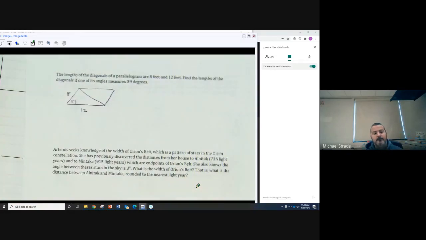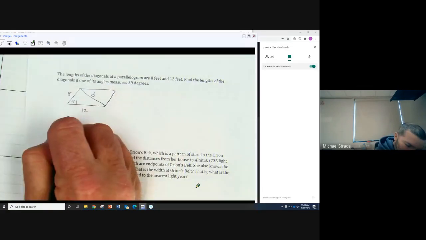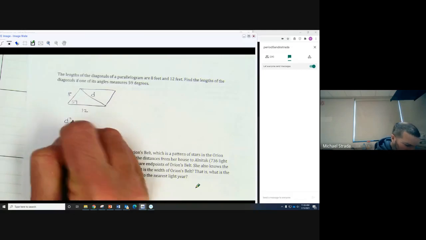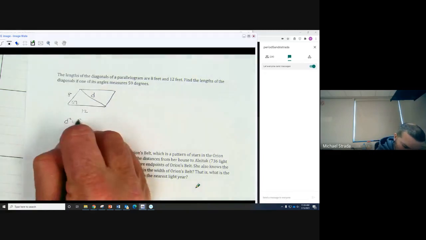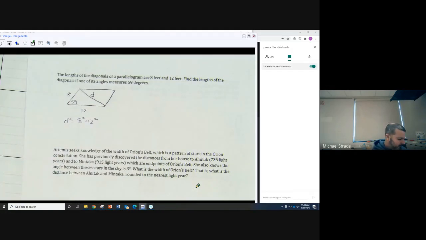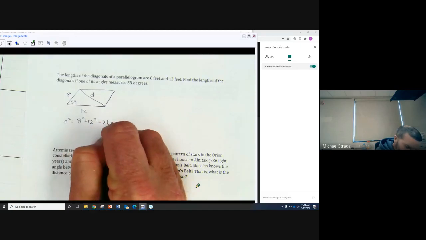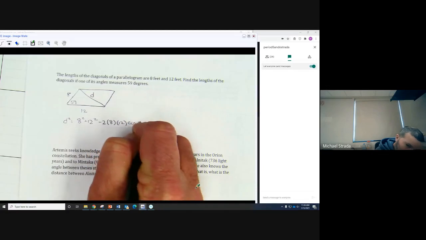All right? We'll call it d. Okay? d squared equals the other two sides squared. So 8 squared plus 12 squared, minus 2 times 8 times 12 cosine of 59.